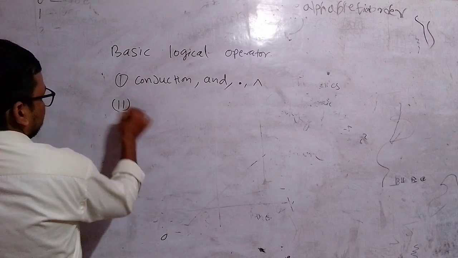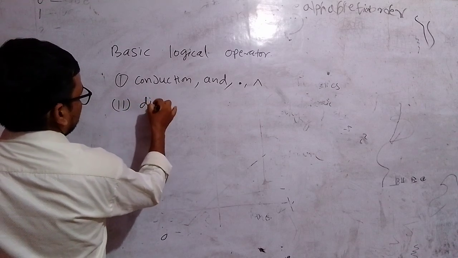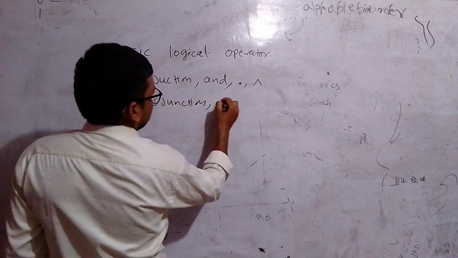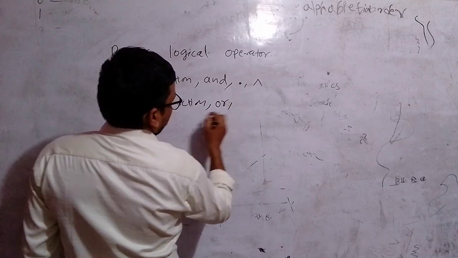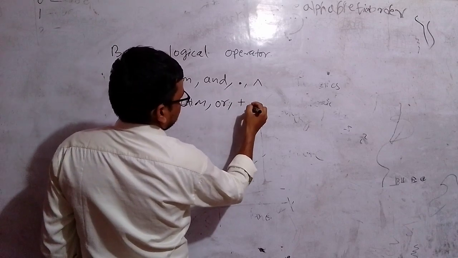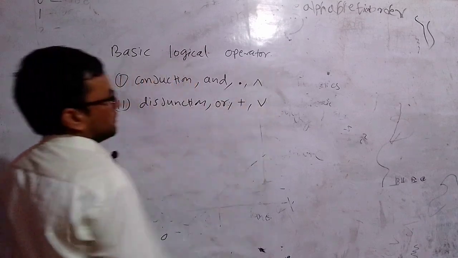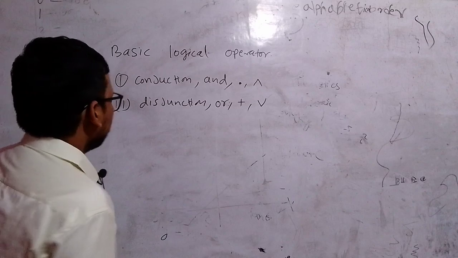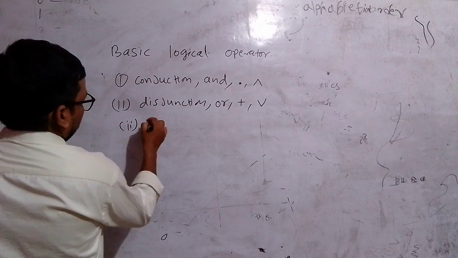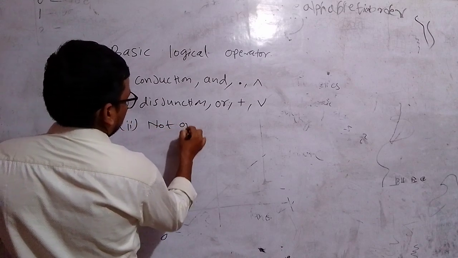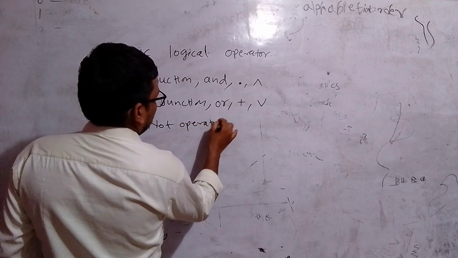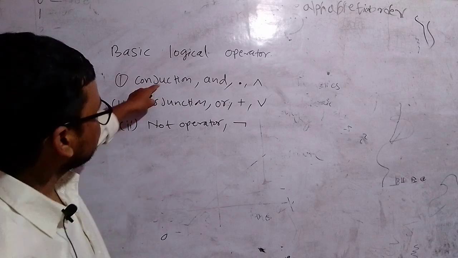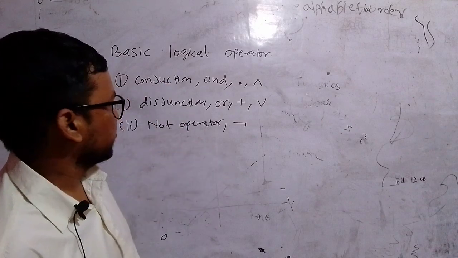Now what is the second operator? Second is the disjunction operator. This is also called the OR operator, also represented by plus, also called a max operator. And another operator is the NOT operator, also represented by this symbol. Now these are the basic logical operators.